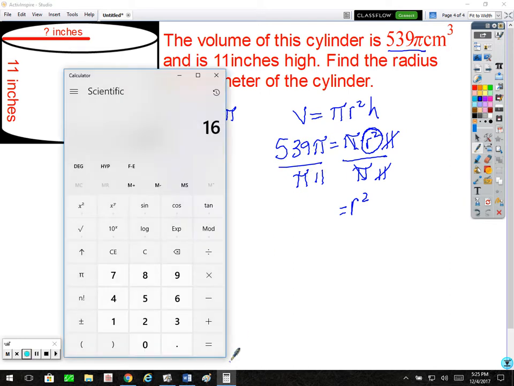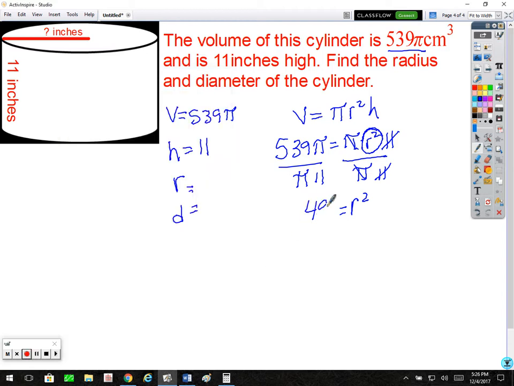Okay, so let's see how this works out. So hold on just 1 second. So we have to put it in parentheses. 539 times pi divided by 11 times pi gives me 49. Okay, all right, so now remember, this is r squared. What we're trying to get to is just the radius. So the last step, we have to take the square root of both sides, and remember, this cancels this. I'm left with r is equal to the square root of 49 is 7.